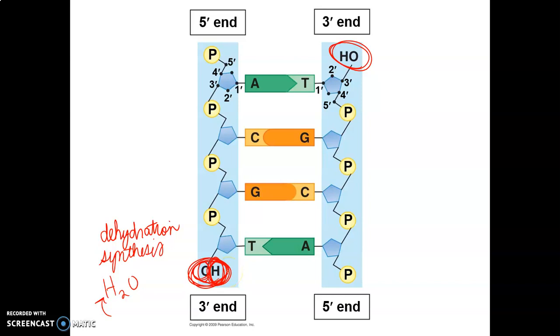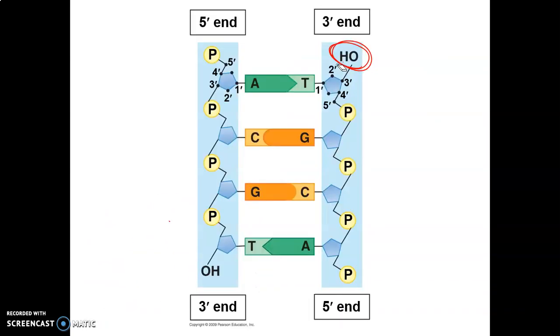So that is the reason why we can only add to the 3' end, because the 3' end is the only end that has the available hydroxyl group to do a dehydration synthesis reaction in the first place.